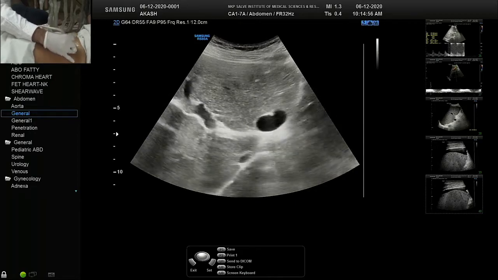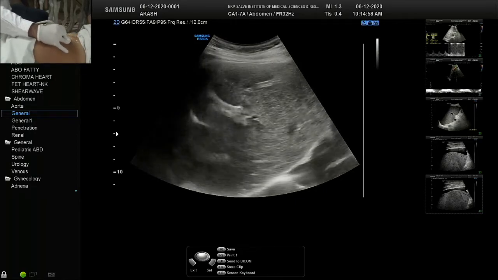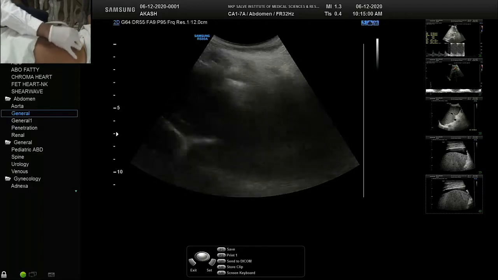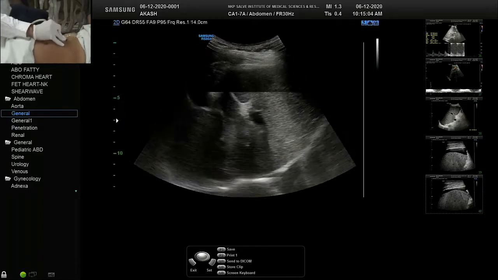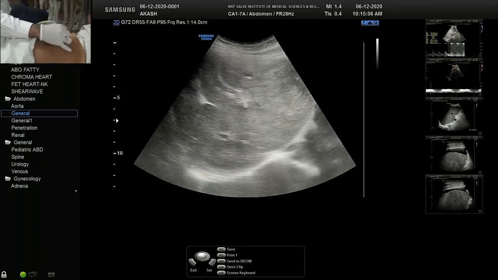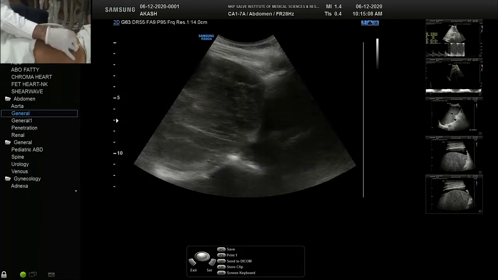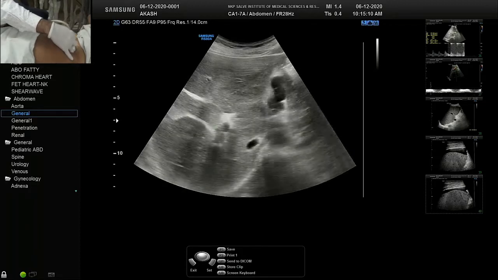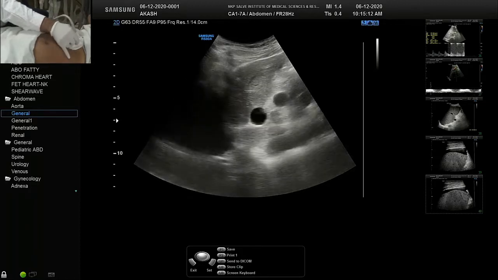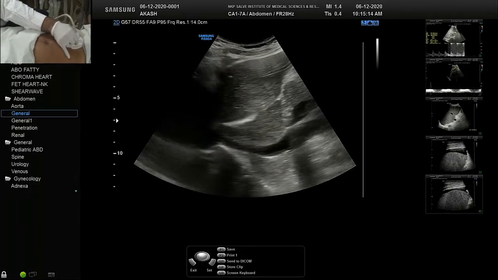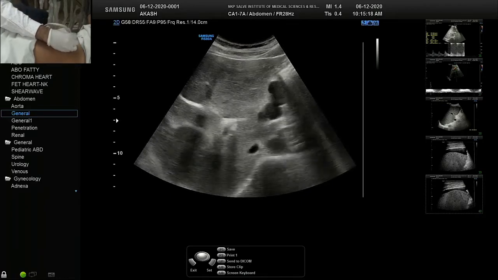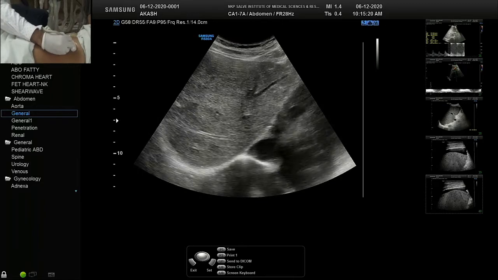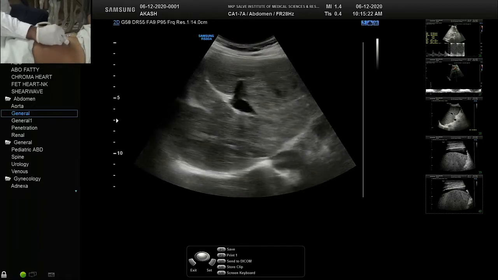We'll quickly do a liver scan. That is the left lobe, that is the right lobe. Little bit heterogeneous. That is caudate lobe, not hypertrophied. Caudate lobe in transverse. Hepatic veins we will try to see.